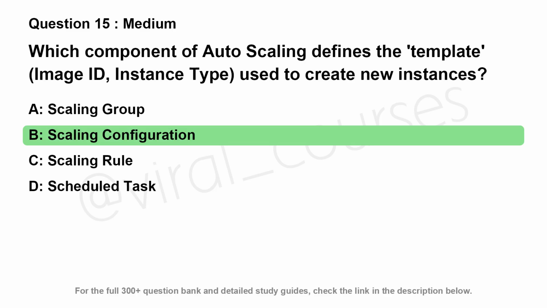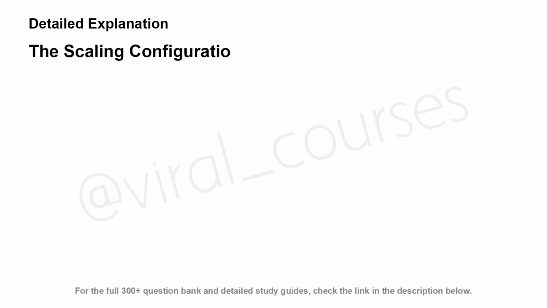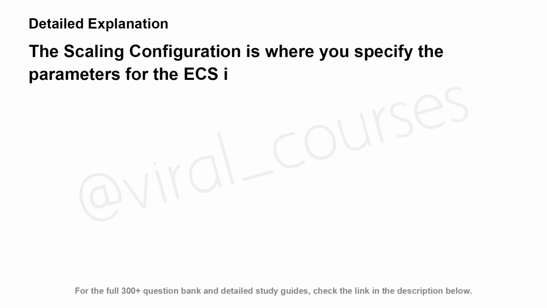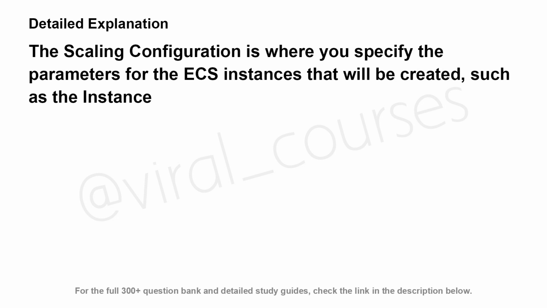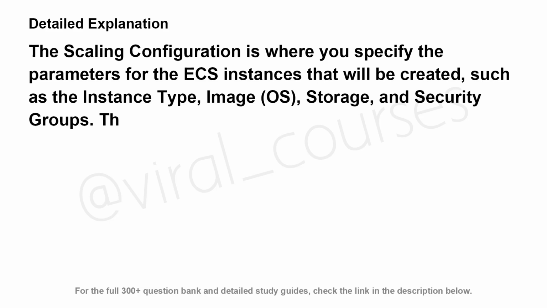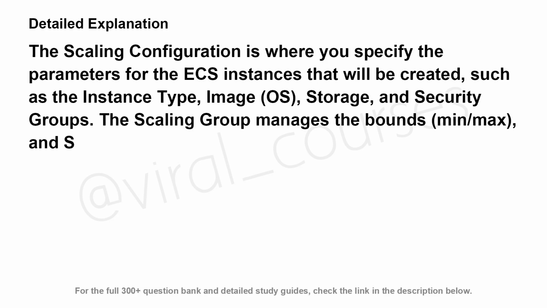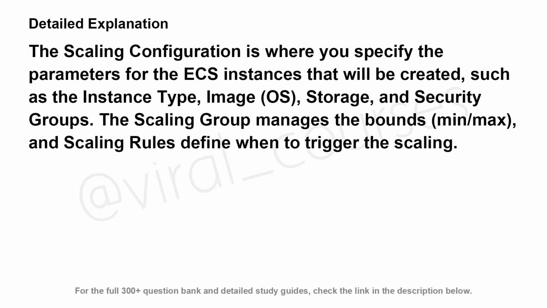The correct answer is B. The scaling configuration is where you specify the parameters for the ECS instances that will be created, such as the instance type, image, OS, storage, and security groups. The scaling group manages the bounds, min, max, and scaling rules define when to trigger the scaling.